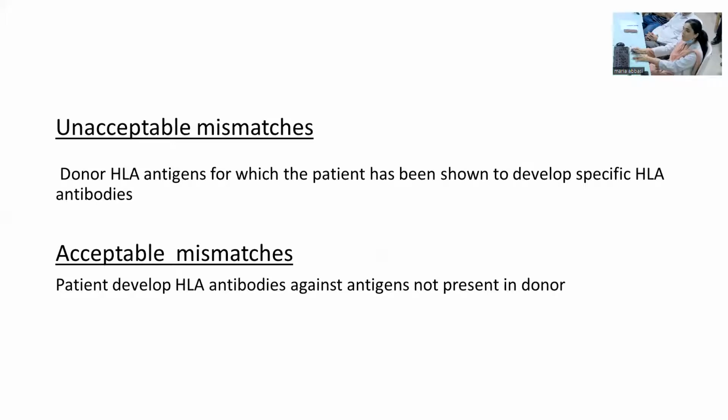Now, these are the terms which we use for the reporting of the patients. I want you to know the unacceptable mismatches. When we say unacceptable mismatches, it means that the patient has antibodies against those antigens which are present in the donor, so in that case it's not acceptable. Similarly, acceptable mismatches are when the patient has antibodies against antigens which are not present in the donor. So that would fall in the standard risk.